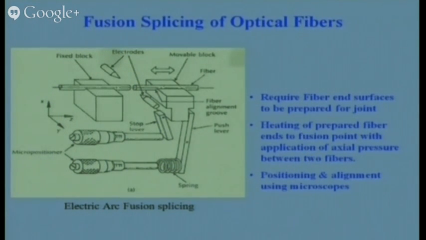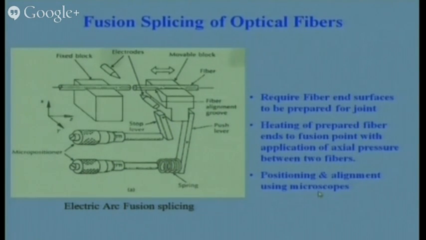So once you are ready with the fiber, the fiber and surface are prepared for the joint, then the heating of the prepared fiber is required up to the fusion point, and then you have to apply the axial pressure. When the fibers come very near to each other, then you have to stop the heating, and within a small time, maybe after 1 or 2 minutes, depending upon the time, the joint will be ready. The fiber will get hardened. So it requires positioning and alignment using a microscope.